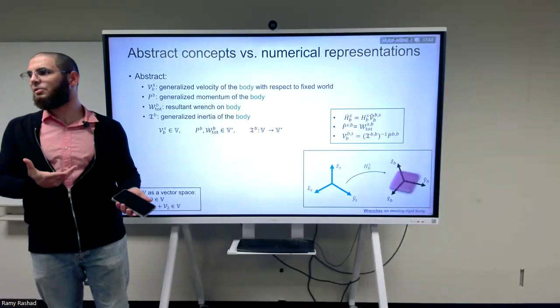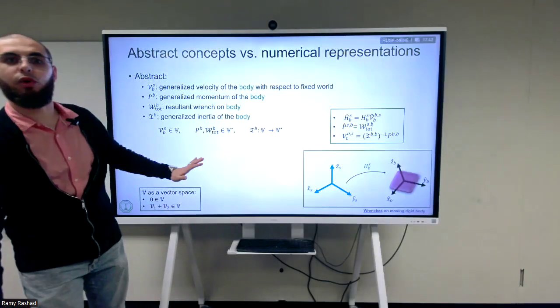So we have all of the stuff that abstractly would make up a vector space. So you see, there's no numbers here.